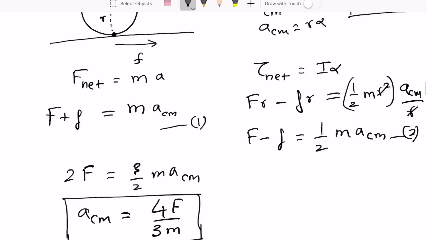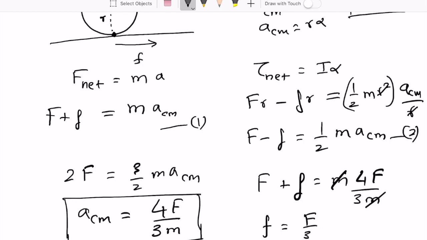To calculate the friction force, I just have to plug in this ACM that I got into either of my equations 1 or 2. So let's plug it into equation 1. F plus little f is equal to m times 4F divided by 3m. The m cancels out. So little f is equal to 4/3 F minus F, which is F divided by 3.